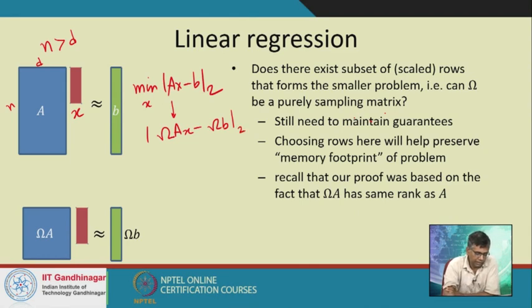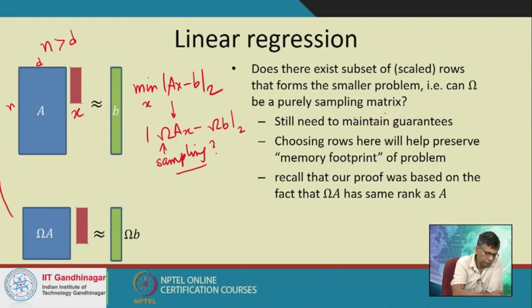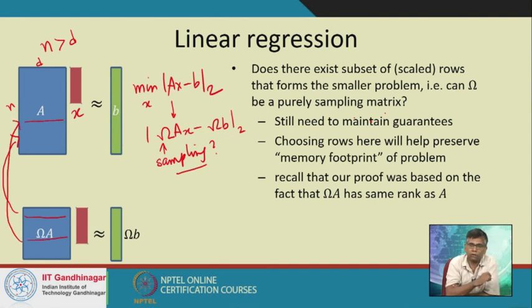So now the question is, instead of projection, can I replace omega by a sampling matrix? So what does replacing omega by a sampling matrix mean? What it means is that each row in omega A really comes from one of the rows in A. And this should happen for all the rows. And typically we tend to do sampling with replacement because that's much easier to analyze. But there's nothing sacrosanct about it. And that's the same for each element in B.